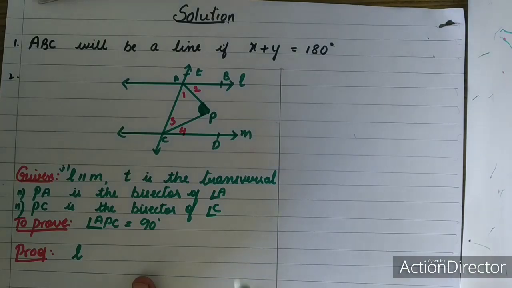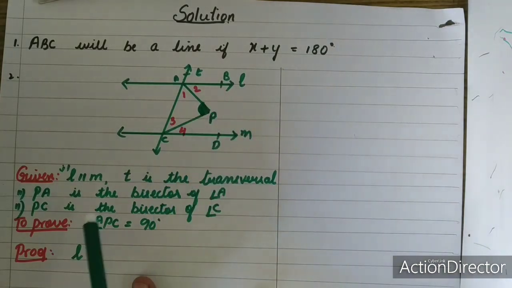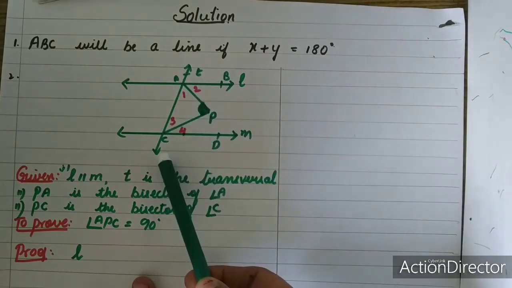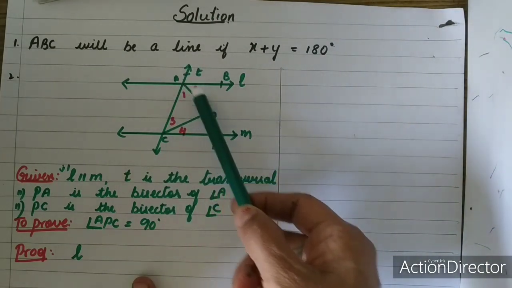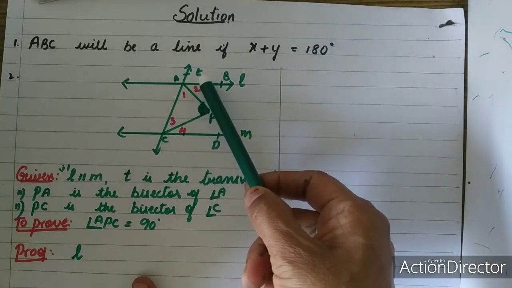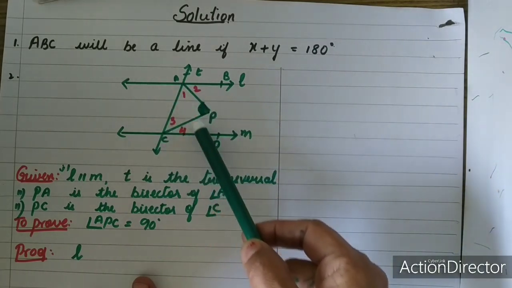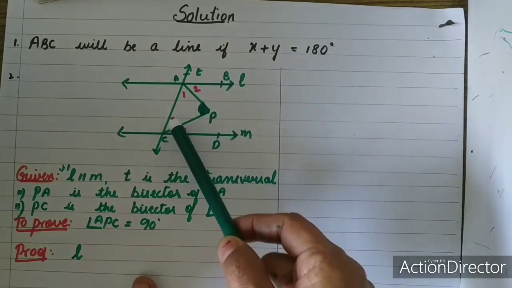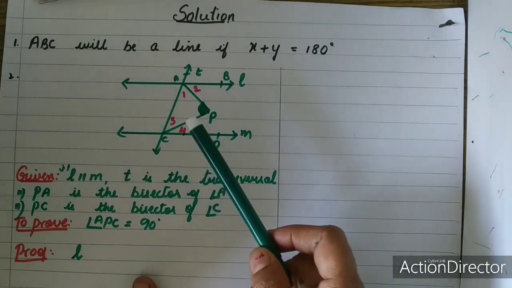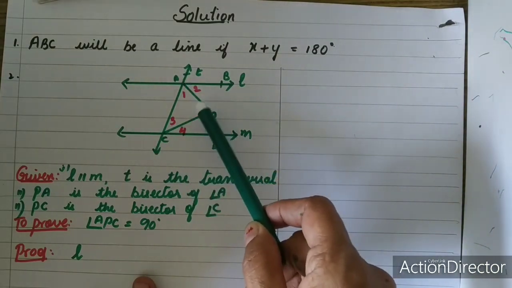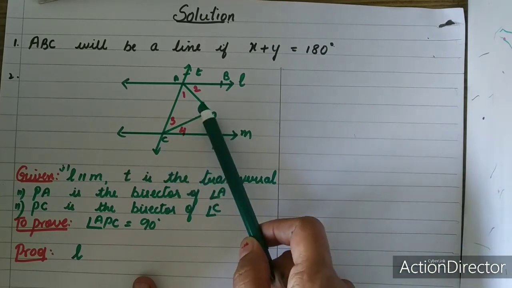Now coming to the second question, figure is given over here and given L is parallel to M and T is the transversal, and it was given in the question the internal angles were the bisector. So I taken PA as the bisector of angle A and PC is the bisector of angle C, and I named these angles as 1, 2, 3 and 4. And you have to prove that angle APC, this angle green color, should be equal to 90 degree.